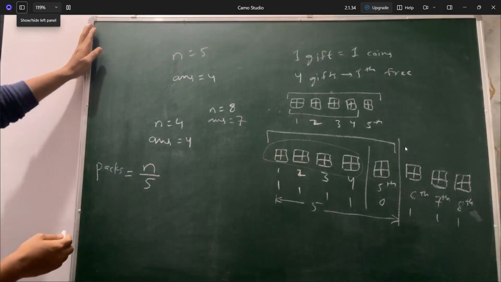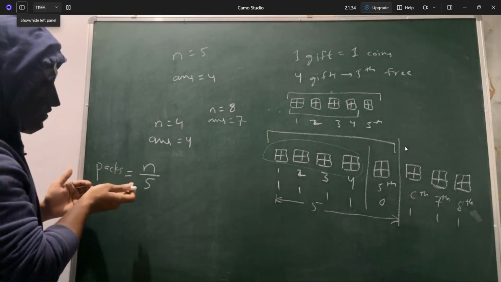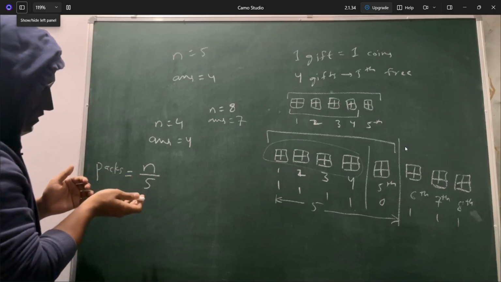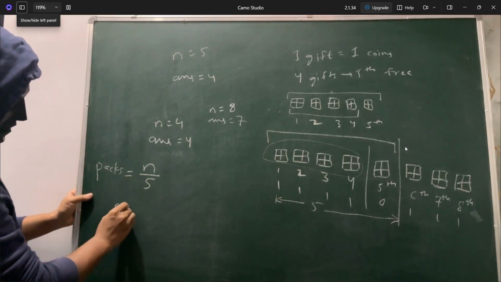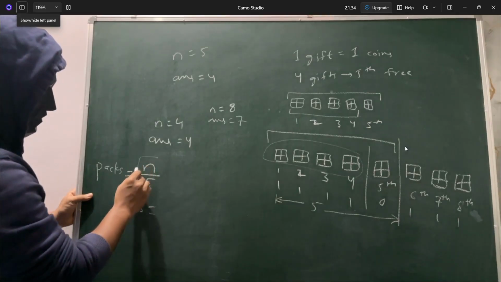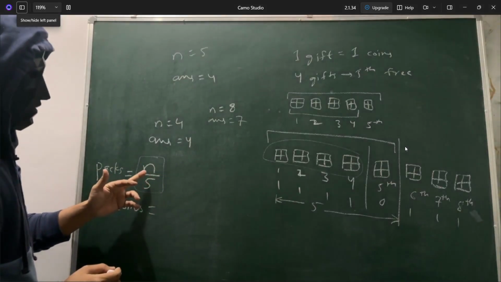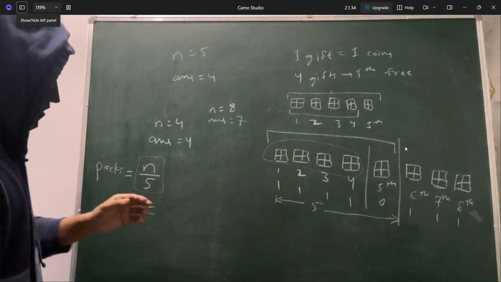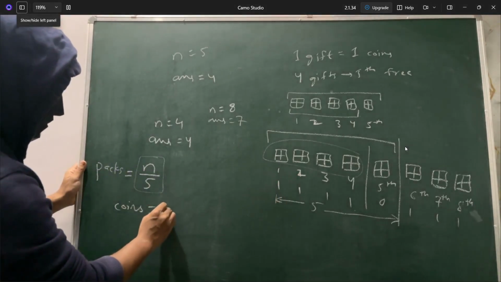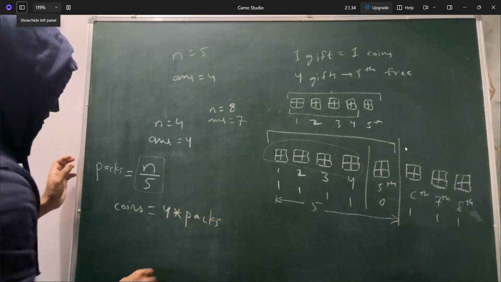So now your question is how many coins you'll be spending, right? If you think about it, since we are making packs of 5, a pack of 5 gifts is one pack, in which you spend only 4 coins. So this many packs you have, you will be doing 4 into packs. 4 into packs will give you how many coins.